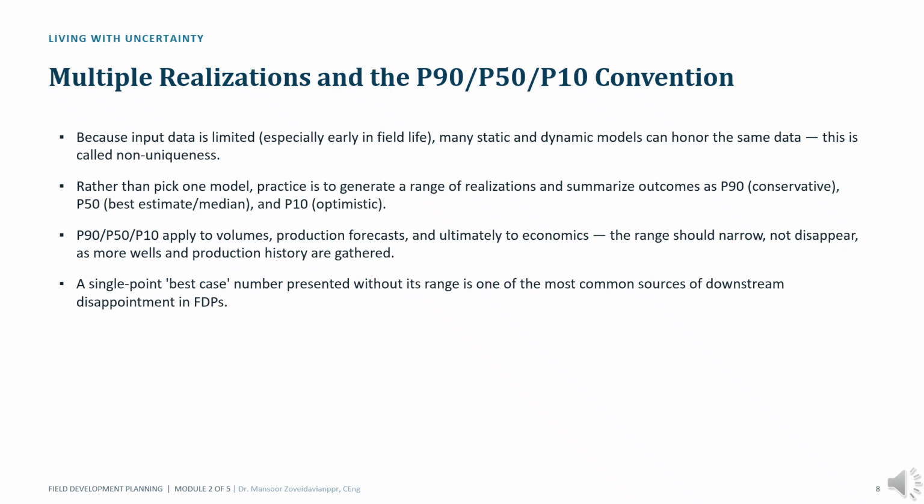The goal is not to eliminate uncertainty. The goal is to quantify it and communicate it clearly. One of the most common mistakes in field development planning is focusing exclusively on a single best case number while ignoring the uncertainty range that surrounds it.